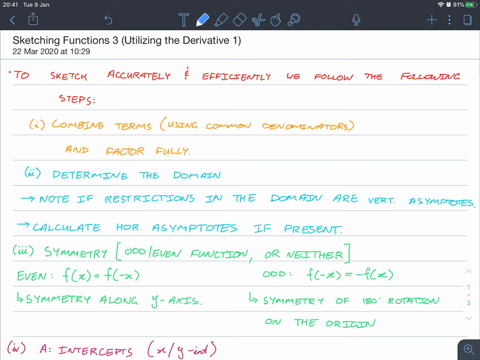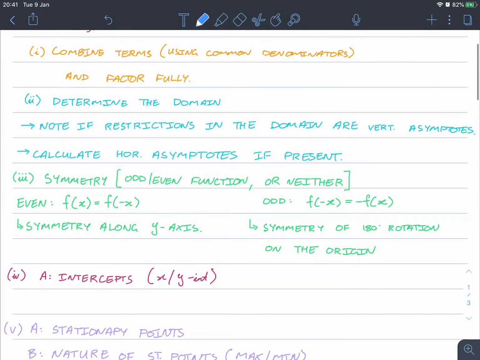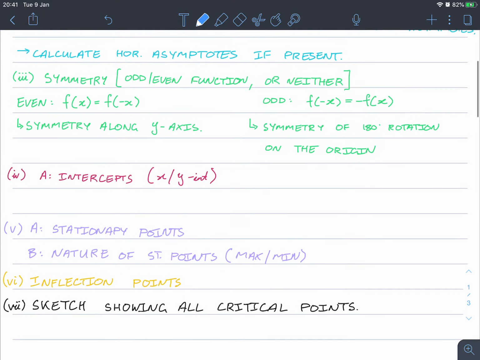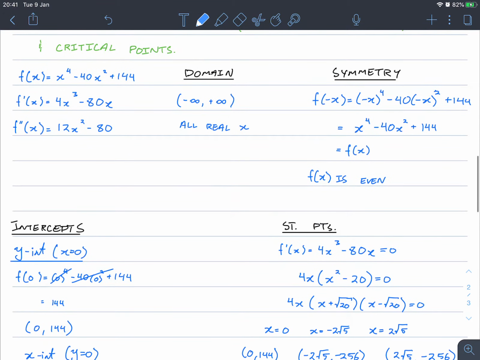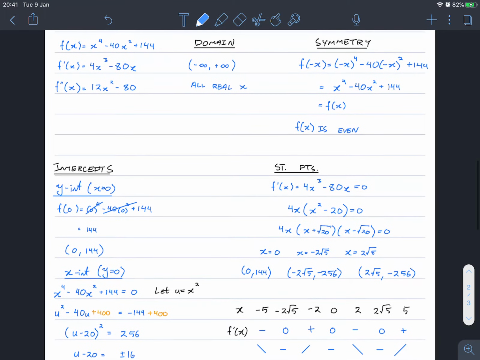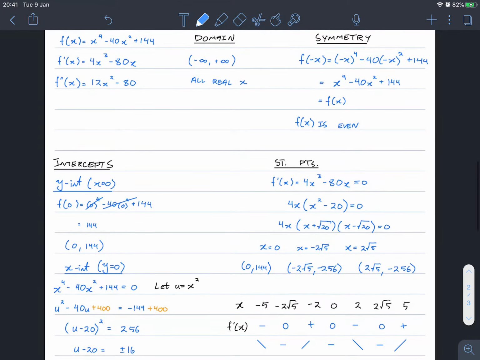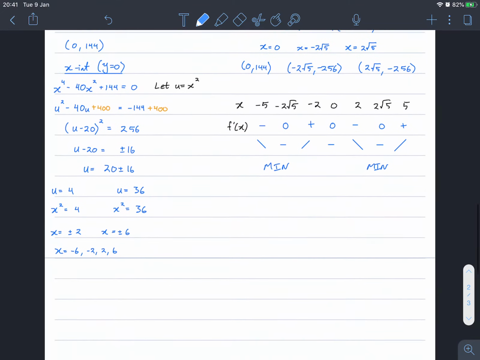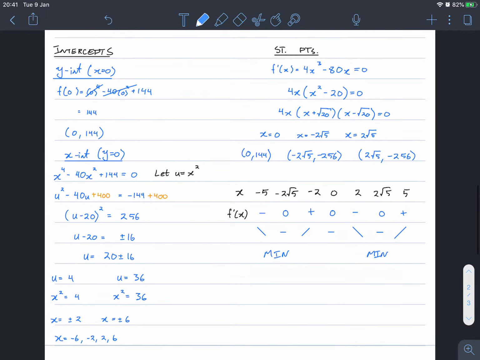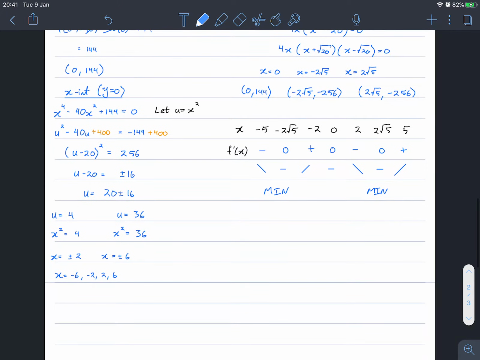Hello class, this is a continuation of the first example that we've done on sketching the function. In this example we've finished the first step, second, third, fourth, and fifth. Here are all the steps that we've done. We're yet to find any points of inflection and sketching and bringing it all together.